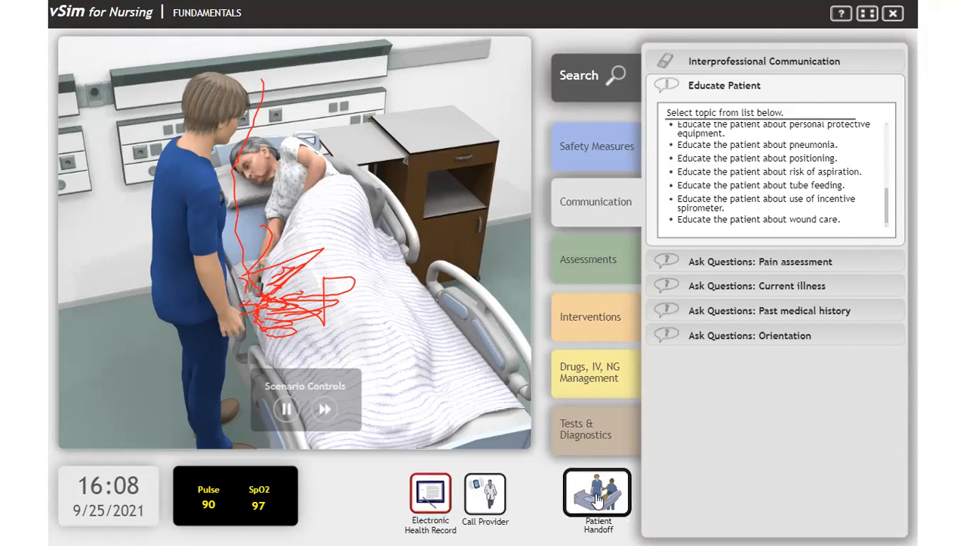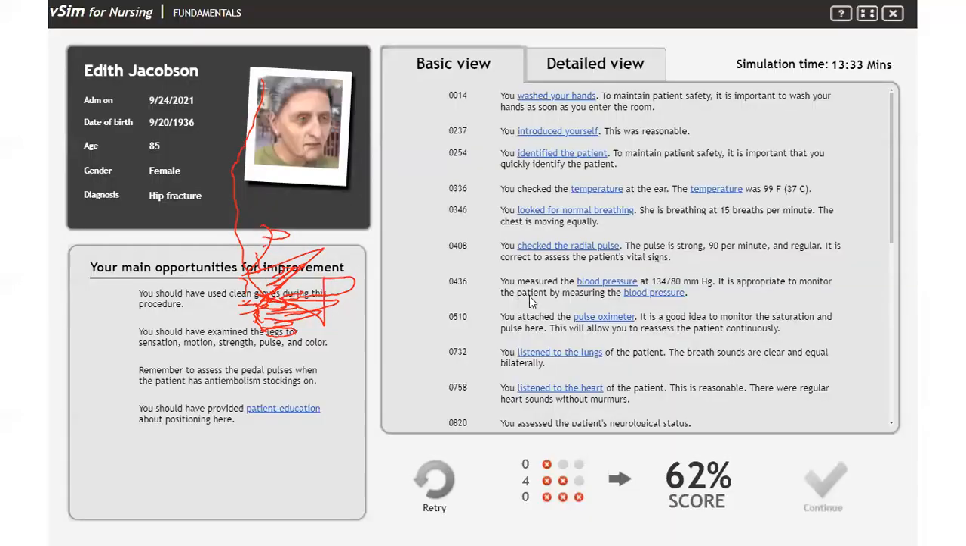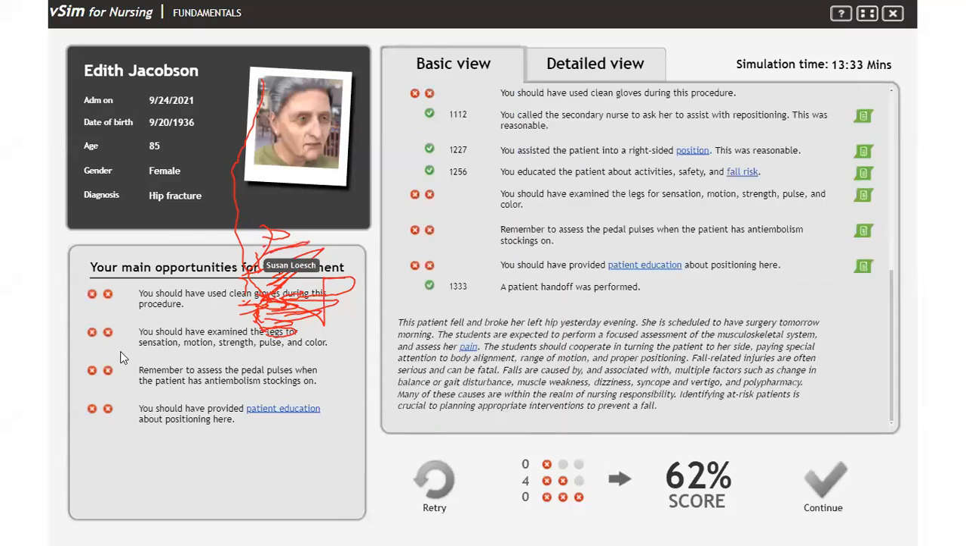So when you're all done with everything you want to do in here, then you're going to hit that patient handoff. And that's going to give you a score. All right. Then if you look over here on the left and on the right, you'll see all the red stuff, okay? That we should have done, like we should have put gloves on, and when you should have done it.